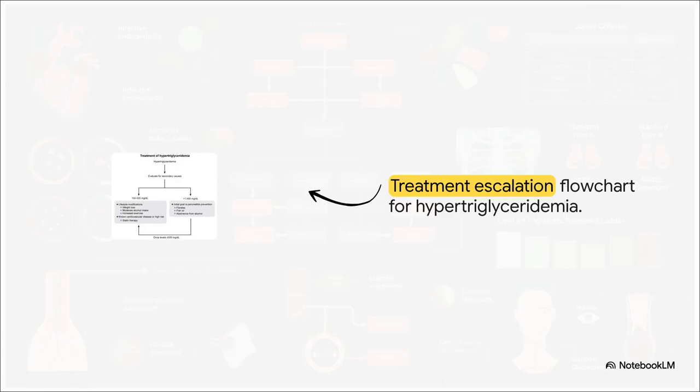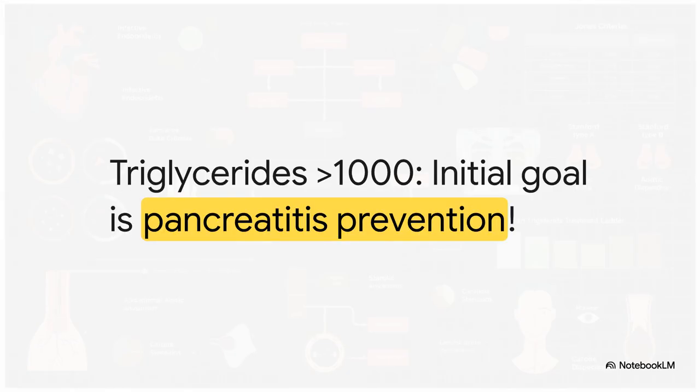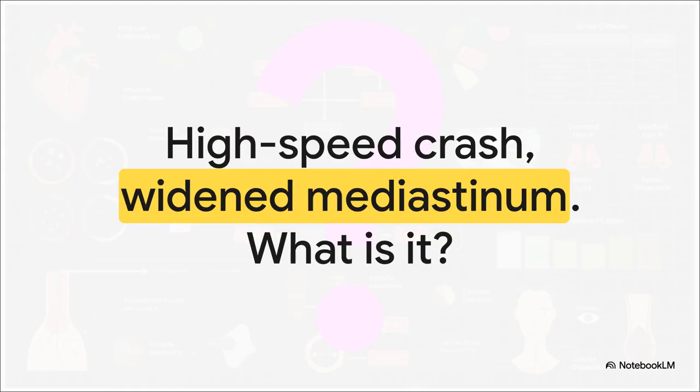But pay attention to what happens when those numbers spike aggressively. When triglycerides cross the 1,000 mark, you are no longer just thinking about long-term heart disease. You are actively trying to prevent an acute pancreatic emergency. Your initial goal completely shifts to pancreatitis prevention, and your weapon of choice is fibrate therapy, along with omega-3s and absolute abstinence from alcohol.